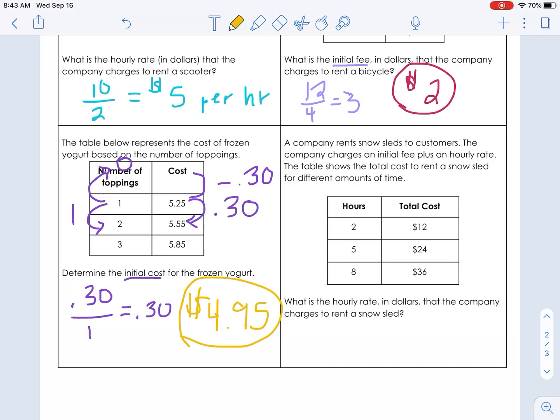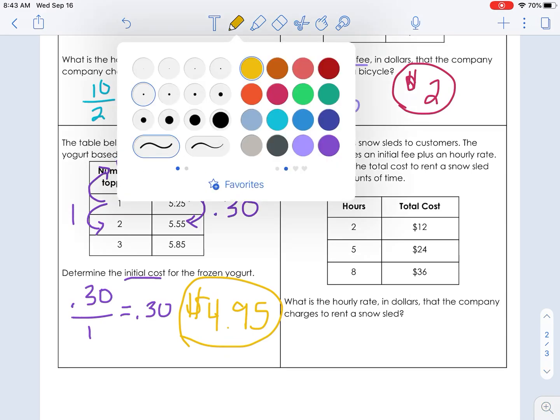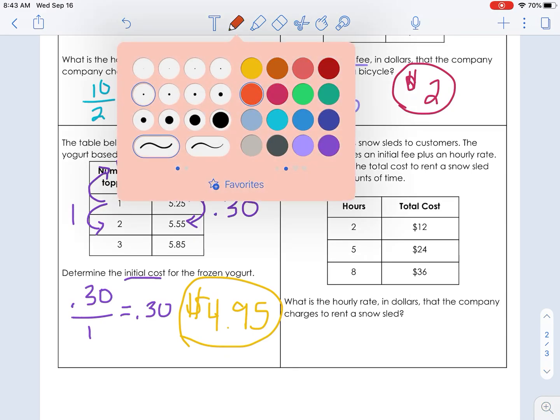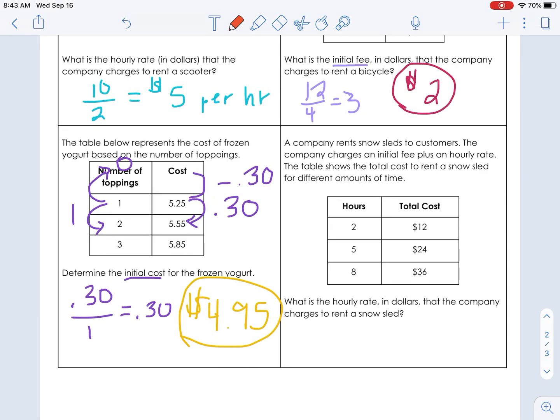All right. A company rents snow sleds to customers. The company charges an initial fee plus an hourly rate. The table shows the cost to rent the snow sled for different amounts of time. What is the hourly rate in dollars that the company charges to rent the snow sled? So hourly rate, we're just going to be finding the slope. 12 to 24, that's going up 12. And 2 to 5, that's going up 3. The change in the y is 12 over 3. We can actually divide 12 by 3, which would give us a total of 4. So it would be $4 per hour.